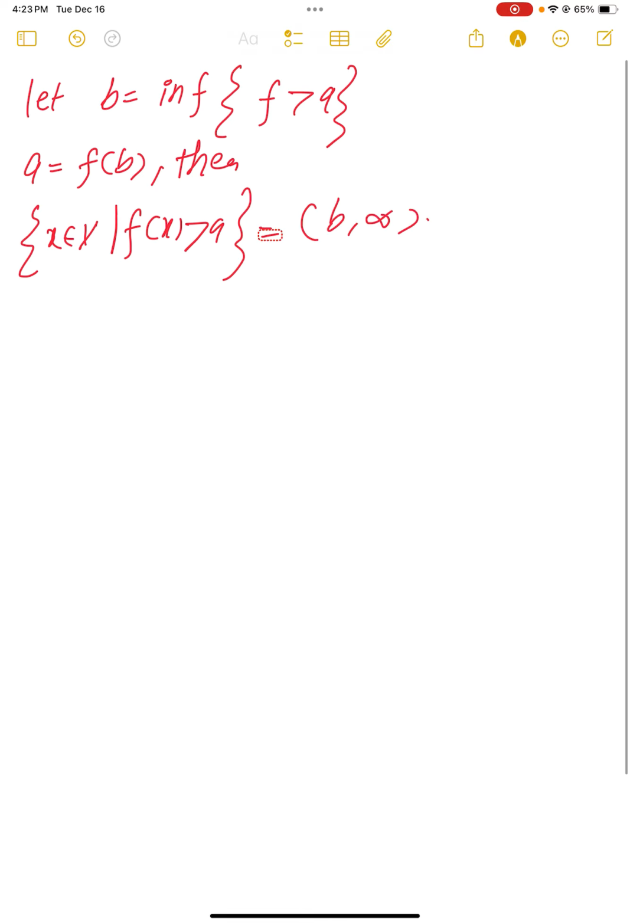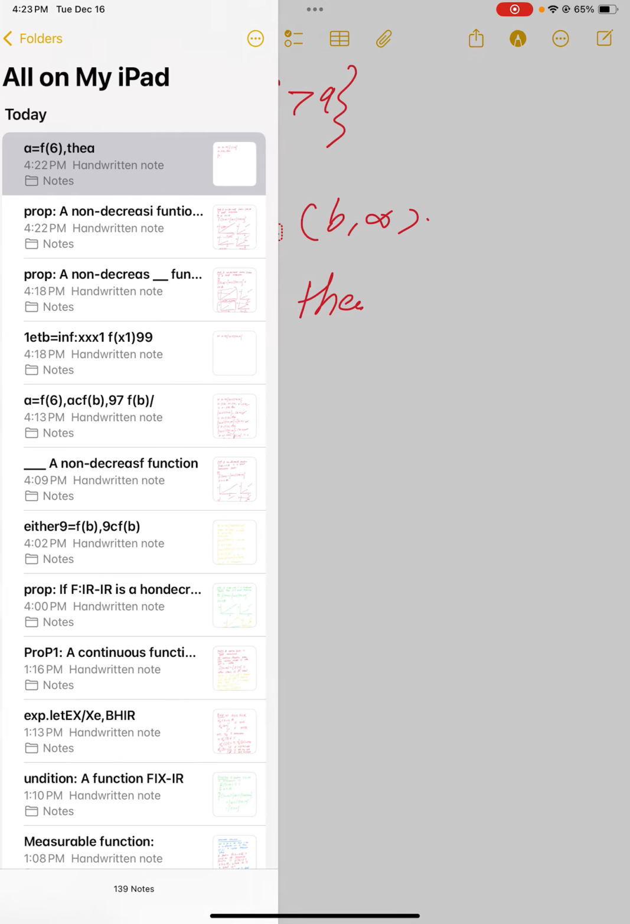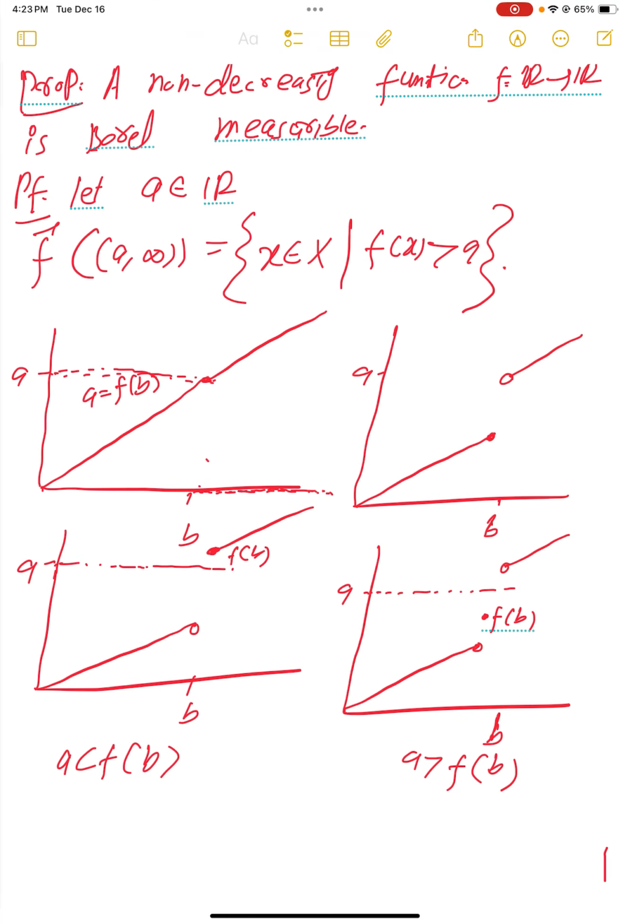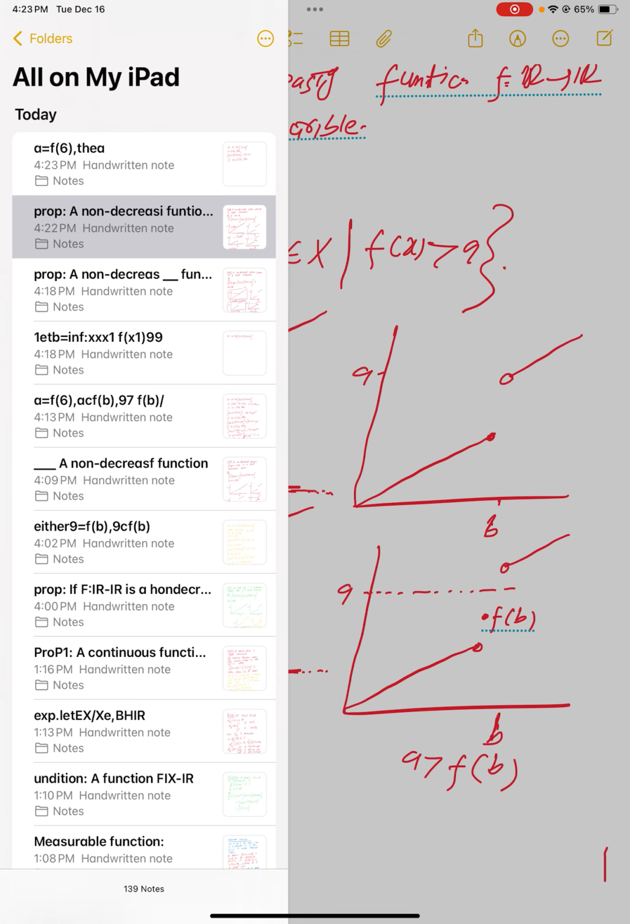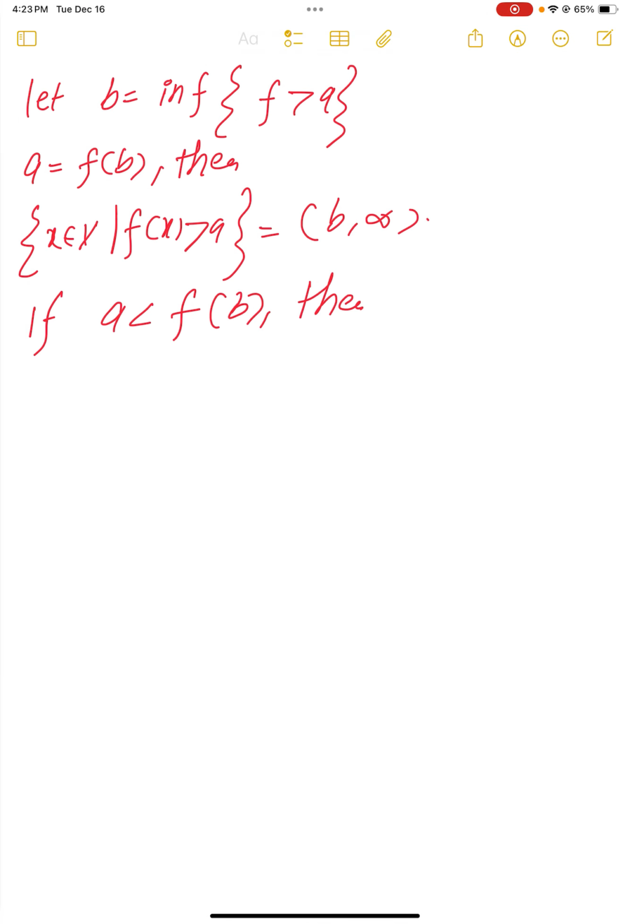And if a is less than f of b, then we can go back again and see it. If a is less than f of b, these are the values of the domain. You can see b is also greater than a, so now we include this b. So definitely the set where f is greater than a is nothing but the closed interval b to infinity.